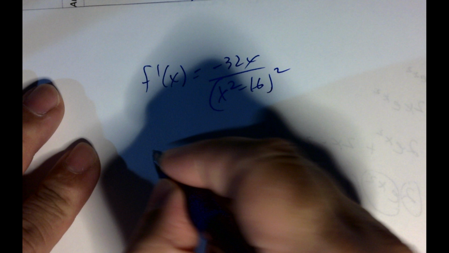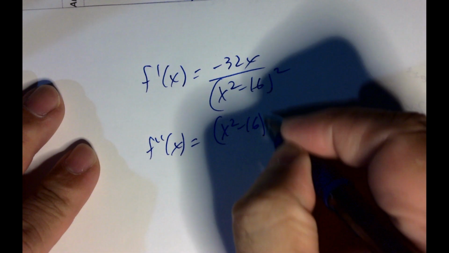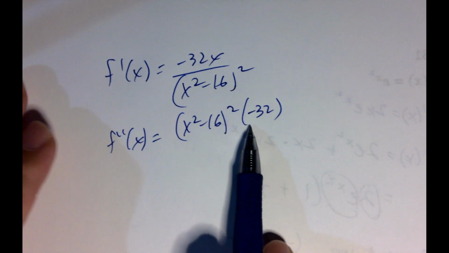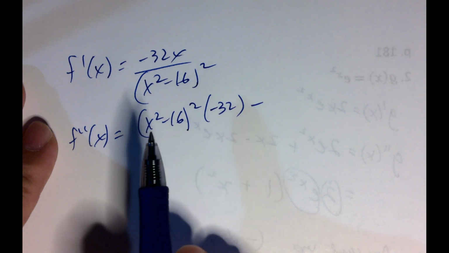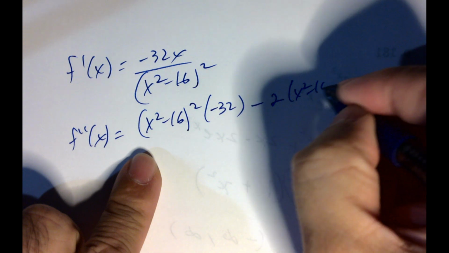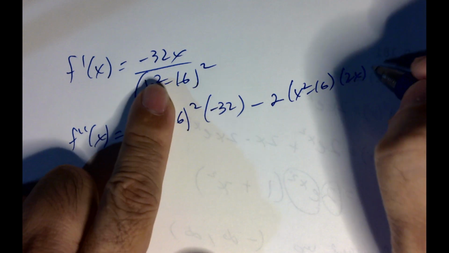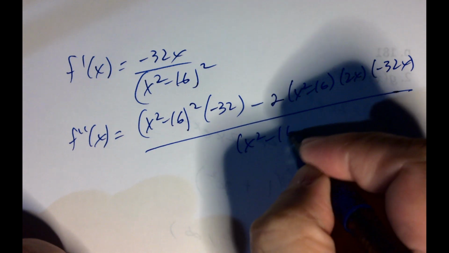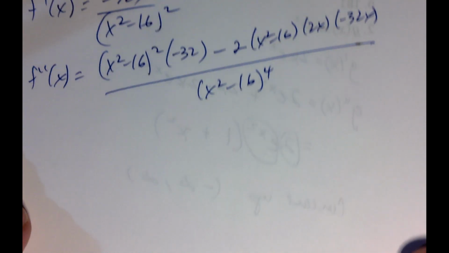So the second derivative is, bring up the denominator, so it's x squared minus 16 squared times the derivative of the numerator. The numerator is negative 32x, the derivative is negative 32, minus the derivative of the denominator, so that's going to be 2, bring down the exponent, I'm doing chain rule, x squared minus 16 times the derivative of the inside, which is 2x, times the numerator, which is negative 32x, all over x squared minus 16 to the 4th power. We're going to raise it to the 4th power. Now, continuing with this. Oh, it's kind of crooked.